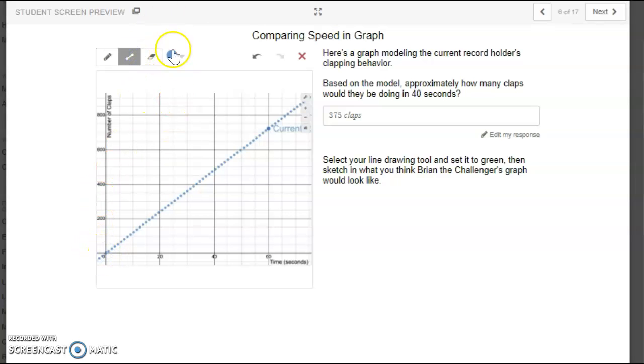And I'm going to set it to green like so. Let's undo that. It's going to be close. He's starting from 0 claps, but I think he's going to be able to do a little bit better, maybe just slightly better like that. Okay, that's my guess.